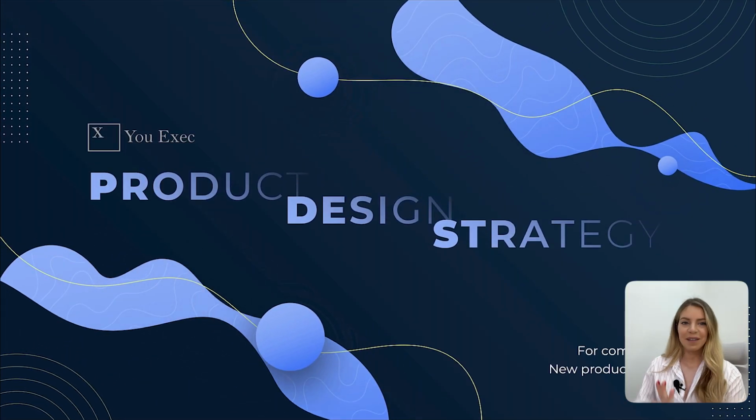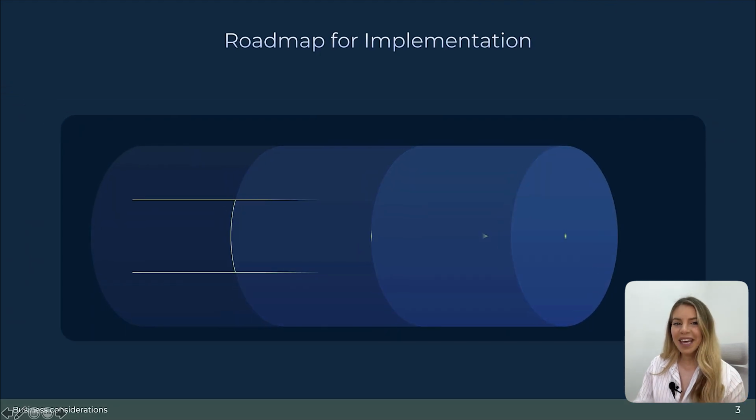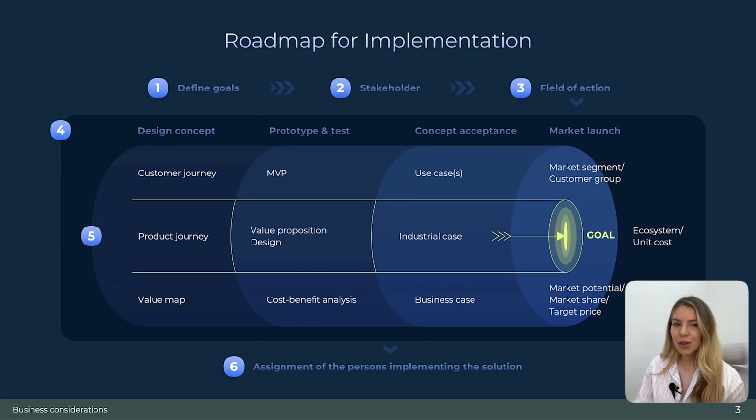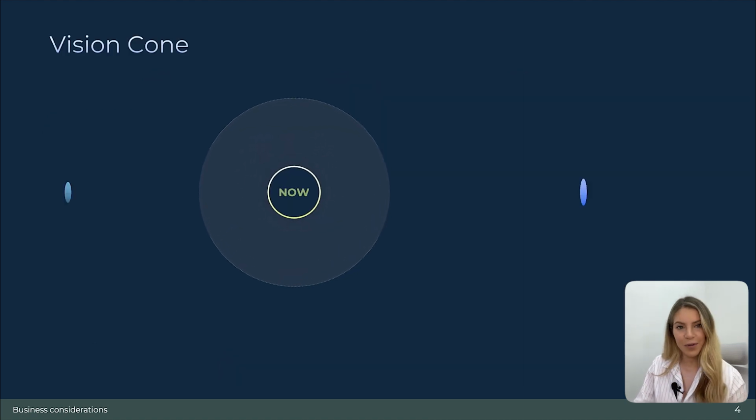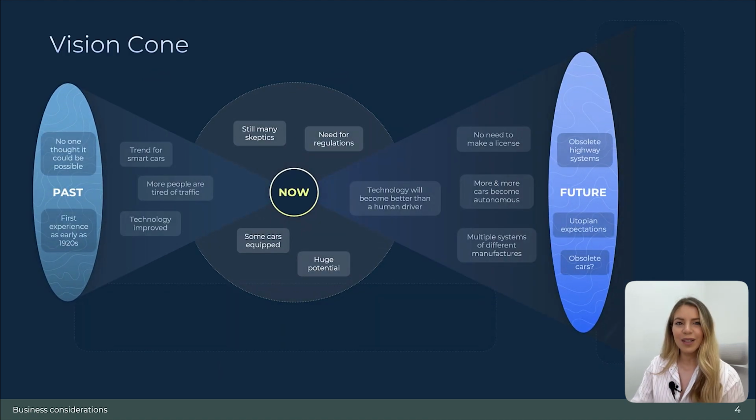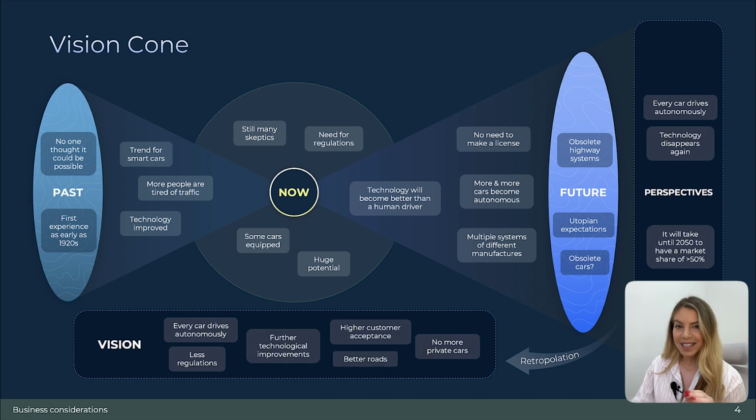First up, we have the big picture. What are the main goals your product development should be hitting within your company? To create something truly innovative, your team needs to understand the history of the product they're working on. That's where the vision cone comes in. It's all about looking at the past, analyzing the present, and planning for the future.